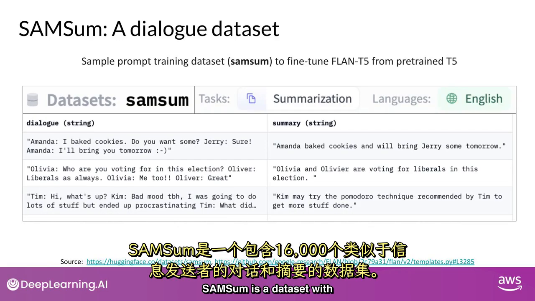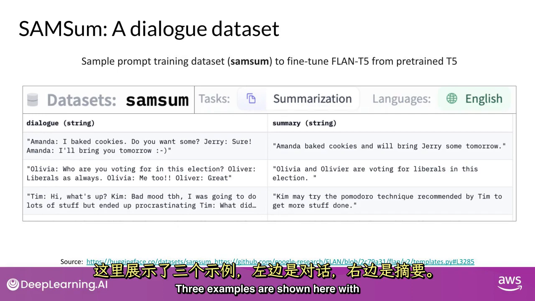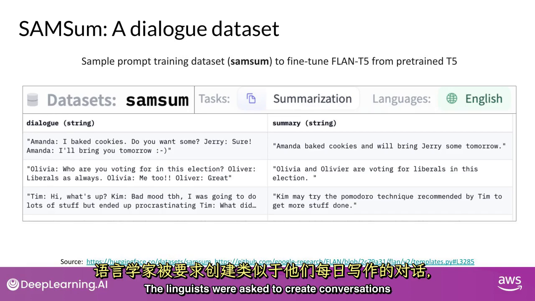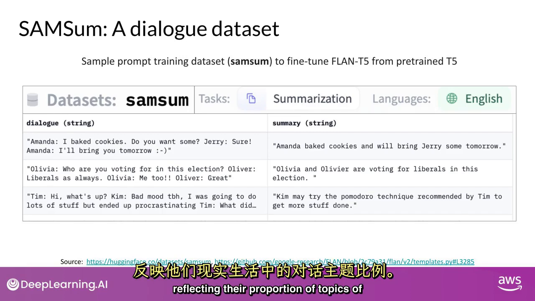SAMSum is a dataset with 16,000 messenger-like conversations with summaries. 3 examples are shown here, with the dialogue on the left and the summaries on the right. The dialogues and summaries were crafted by linguists for the express purpose of generating a high-quality training dataset for language models. The linguists were asked to create conversations similar to those that they would write on a daily basis, reflecting the proportion of topics of their real-life messenger conversations.